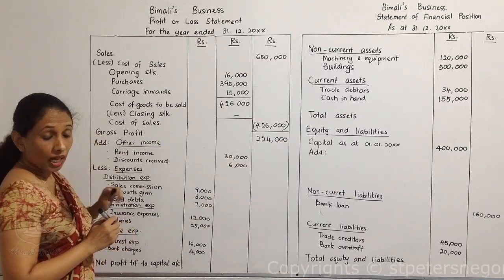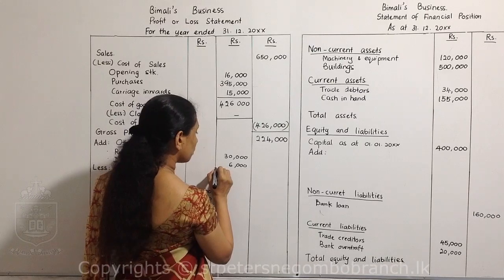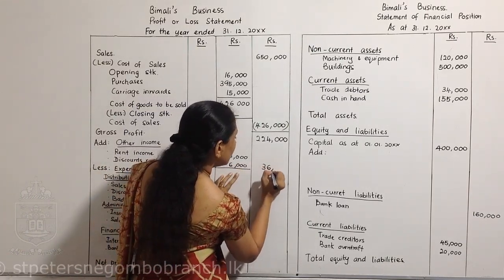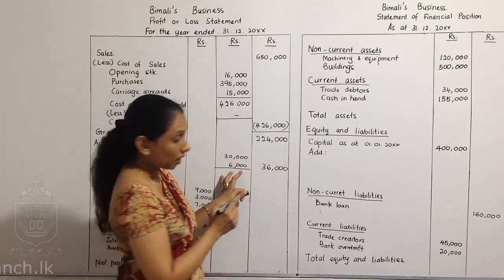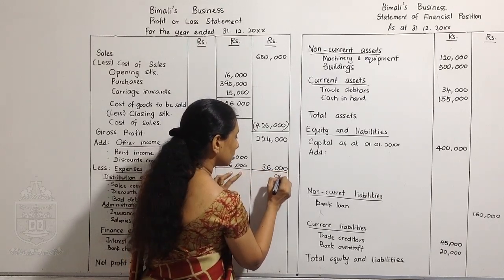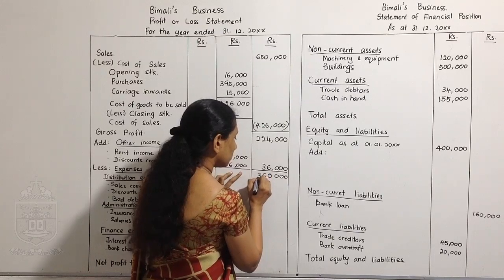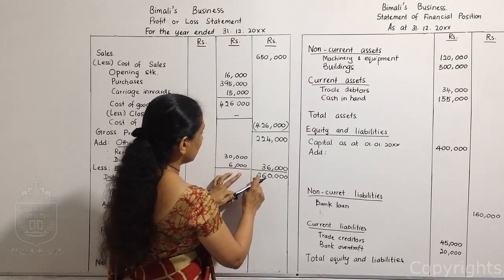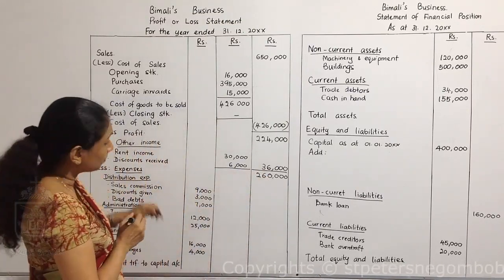Then we'll go to the other income section. We have two other income figures. So we'll add those two together. It's 36,000. Add the other income to the gross profit. So our gross profit is 260,000.